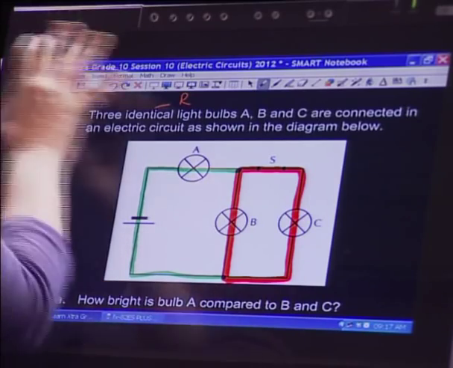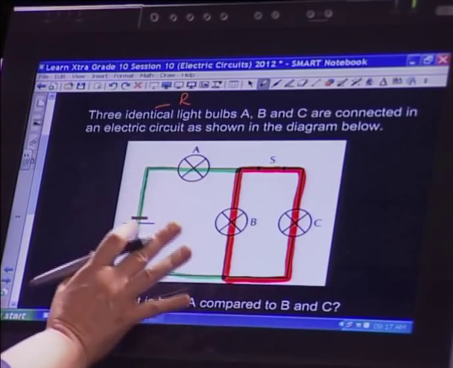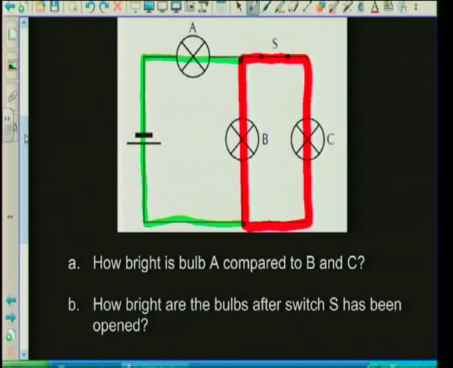Now, I don't know at this point whether we're going to have to do a question which is quantitative, which means calculations based, though I'm going to suggest that perhaps we're not going to have to, because they haven't given me any values at this point, or qualitative, which means it's descriptive. Let's look at what they give us. First question. How bright is light bulb A compared to B and C?